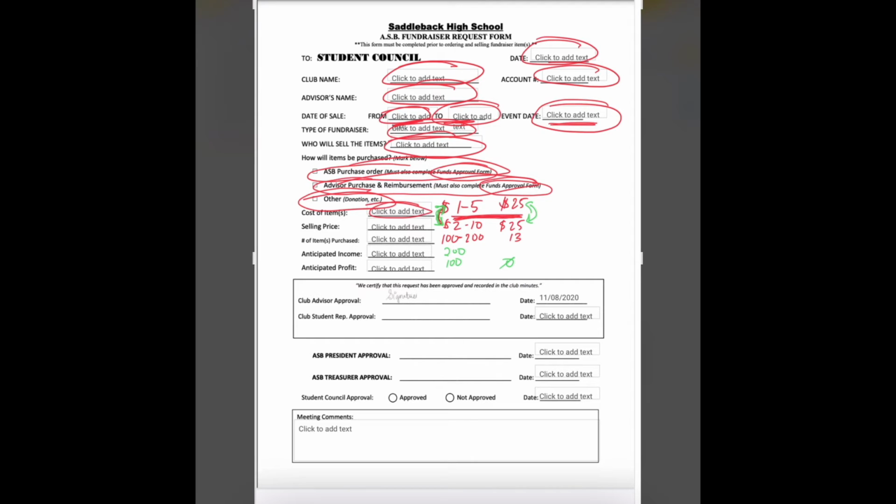Then for your club advisor approval, the advisor signs here, the student rep or class president or club president signs there, team captain, whoever it is. You date here and here, and you guys are done. From there, it goes to ASB, and our ASB president signs here, our treasurer signs here, and you're done. Okay, and they're going to mark if it was approved or not approved. They will date here. If there's any comments, they'll mark them here. Okay, so that is how you fill out those.